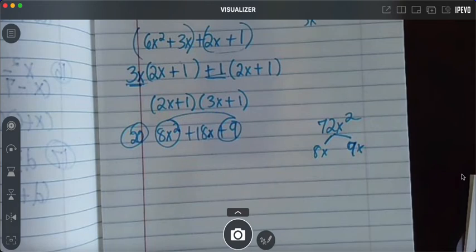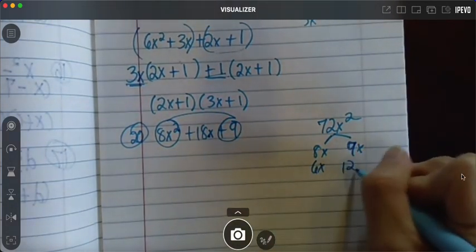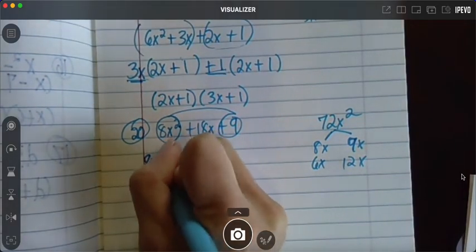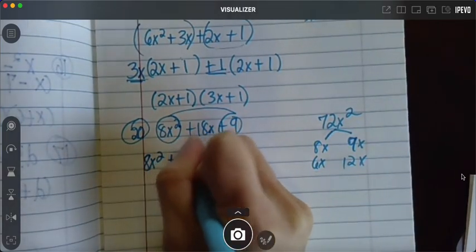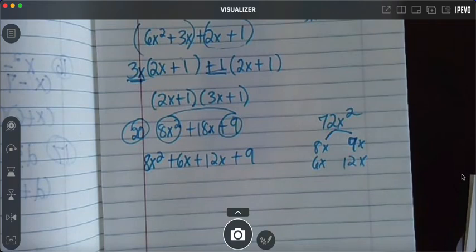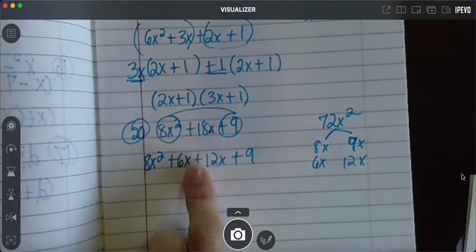No. 6 and 12. Do those add up to 18? Yes. Okay, so it doesn't matter which one you write where. You have your 8x squared, you bring it down, and then I'm just going to write them in that plus 6x plus 12x plus 9. Does everybody see that? I just replaced my middle term with those two. Because 6 plus 12 is 18. That's the reason I can replace it.